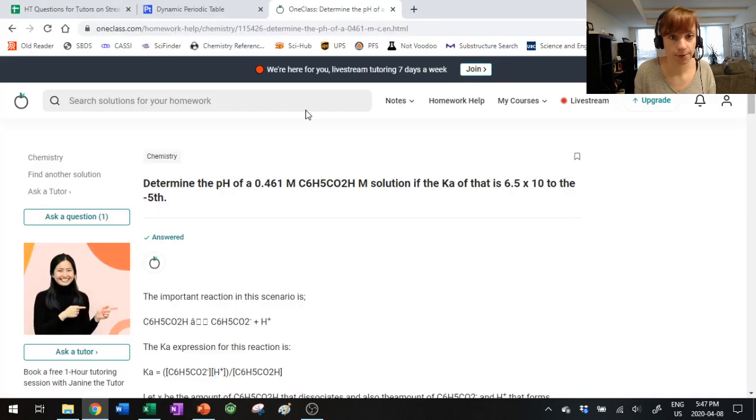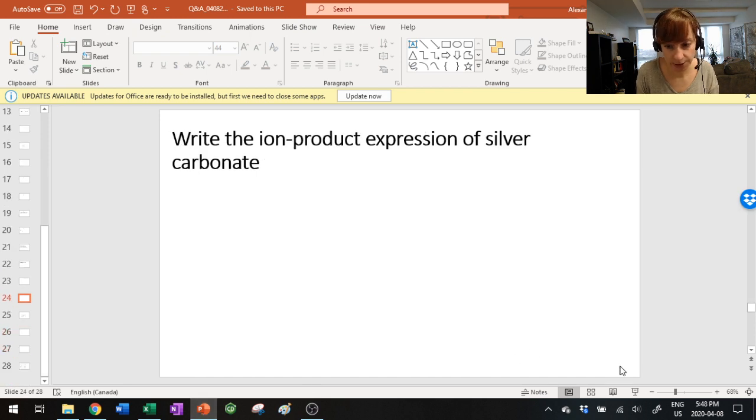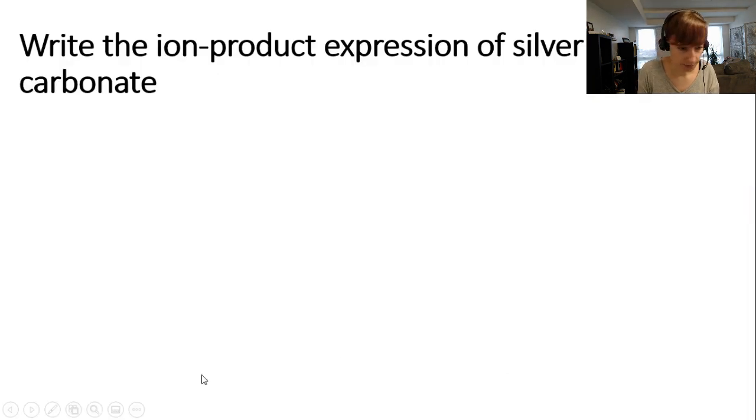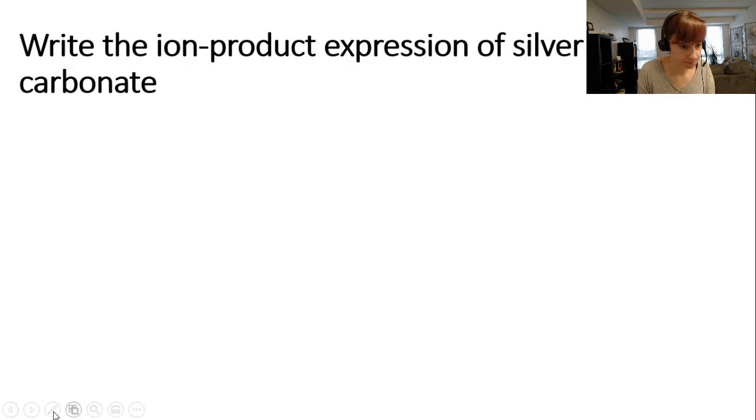So on to the next question. We are going to write the ion product expression for silver carbonate. Okay, so we kind of just did the same thing with Ka. So here instead of Ka, we're going to think about in terms of KSP.